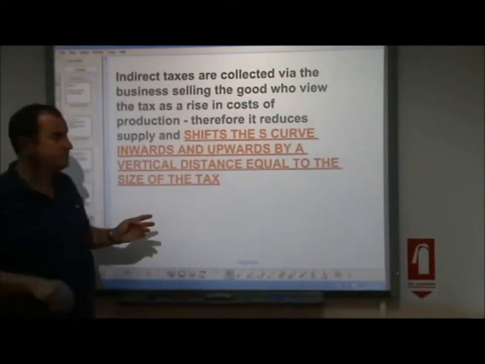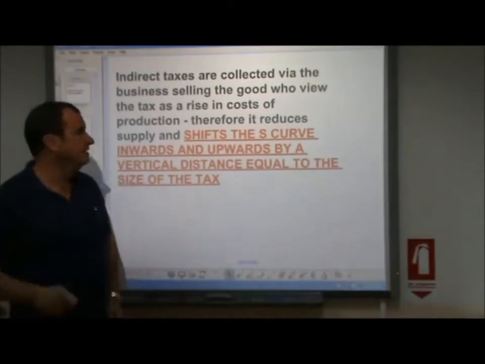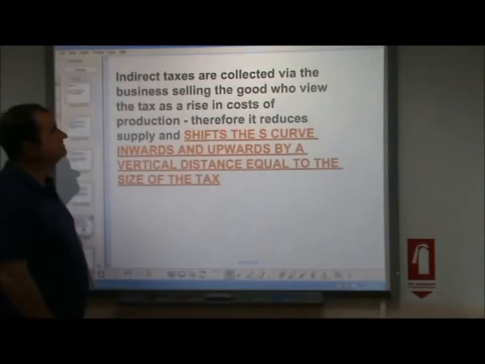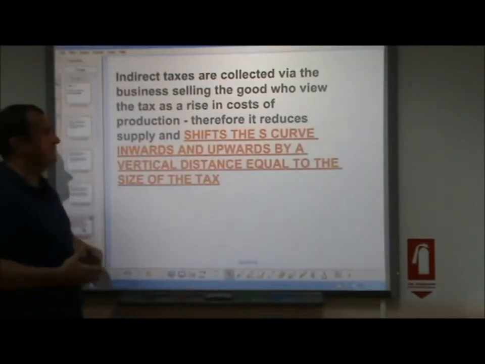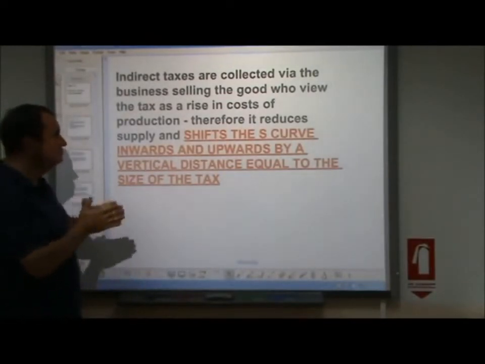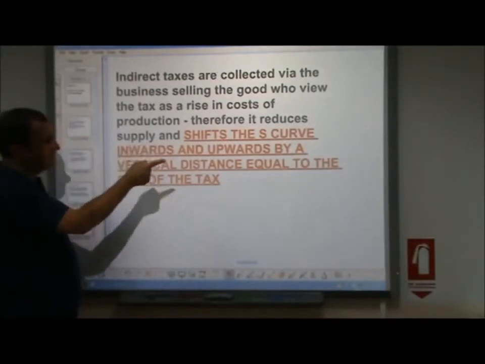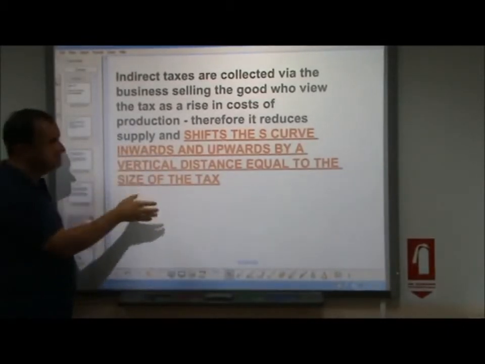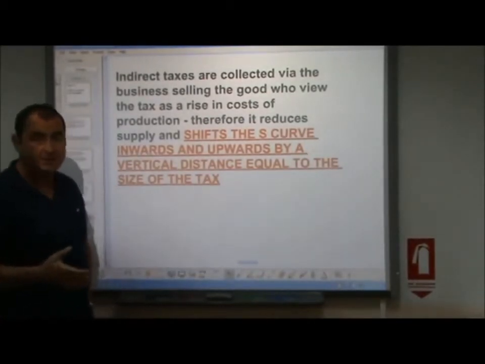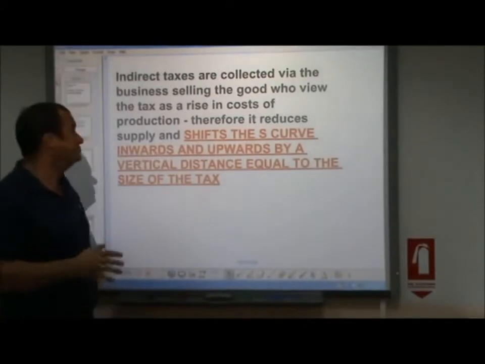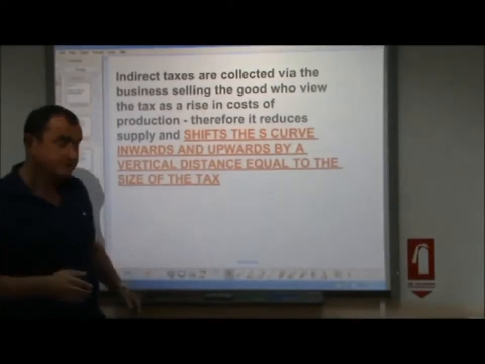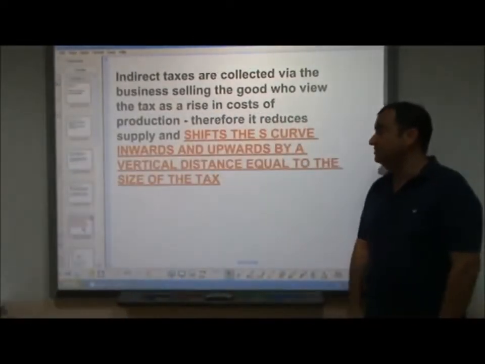Well, this must be important. I put it in really bright red, capital, underlined. Yes, it's very important. Indirect taxes are collected via the business selling the good, who view the tax as a rise in the cost of production. Therefore, the indirect tax reduces supply and shifts the S-curve inwards and upwards by a vertical distance equal to the size of the tax. Okay? Pause your video and read that 5 times because it's so important. Let me get out of the way and you'll be able to pause.